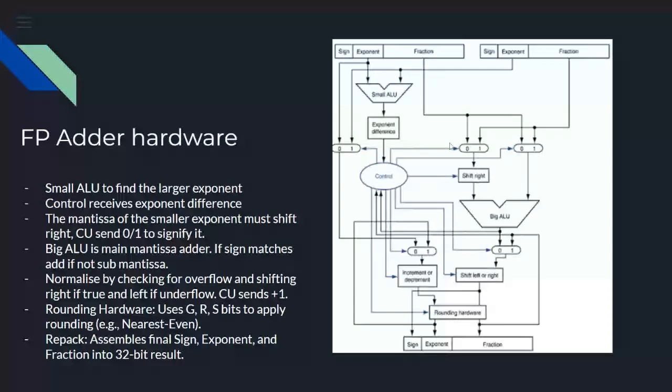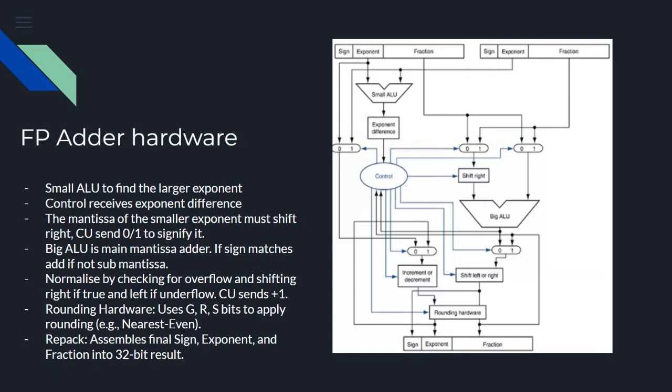I found that the diagrams generated by Gemini were fairly resourceful and accurate, with some minor issues, but overall they were quite useful. So starting off with the FP adder hardware, this diagram is an official diagram for the hardware with all the steps. So it's not AI generated.